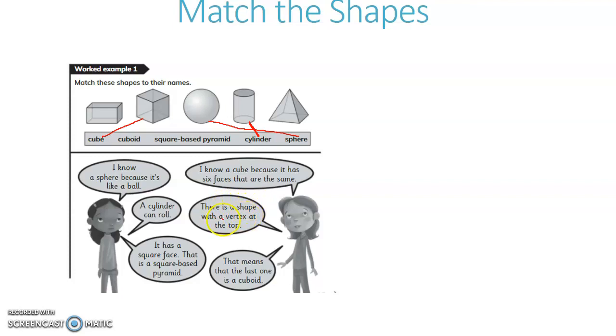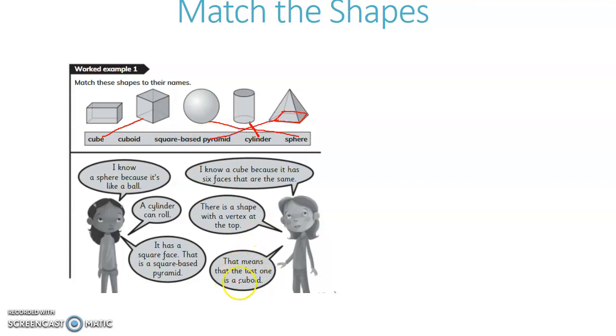There is a shape with a vertex at the top. It has a square face, so that is a square based pyramid. So, it has a square base. See? 1, 2, 3, 4. Four-sided shape, square shape. This is a square-based pyramid. So we match it with square-based pyramid.